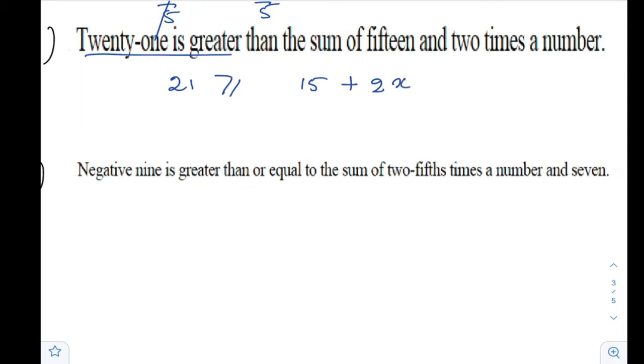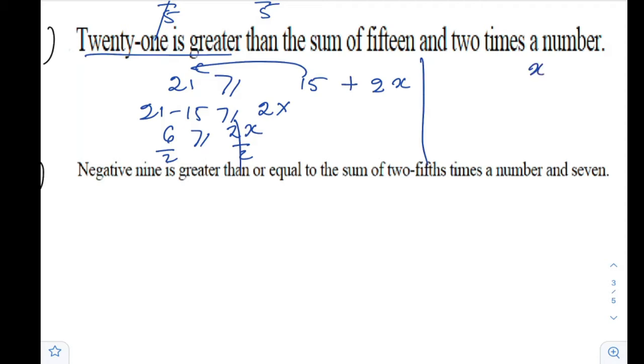So 21 is greater than or equal to the sum of 15 and 2 times a number. Then we will solve as usual. So 21 minus 15 more than or equal to 2x. 6 more than or equal to 2x, divide both sides by 2, then x less than or equal to 3. And as we said before, if you start with the variable, then switch the sign of the inequality. Then the solution will be only numbers that are less than or equal to 3.